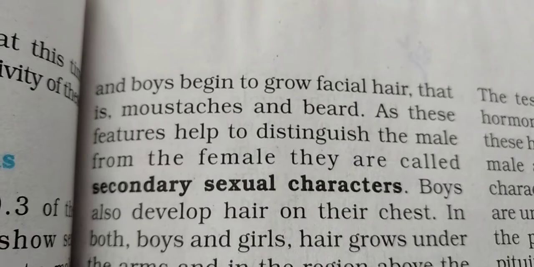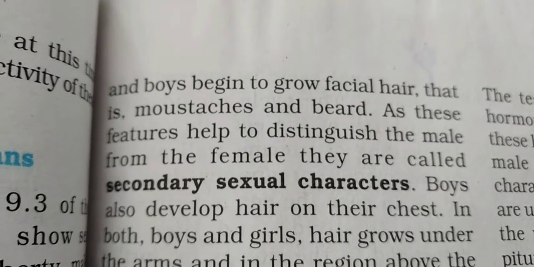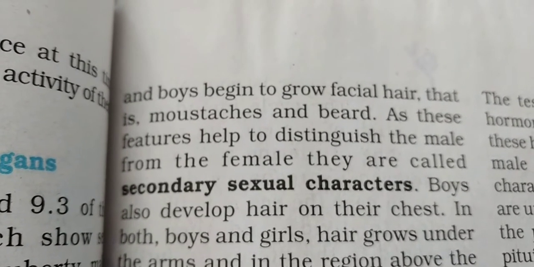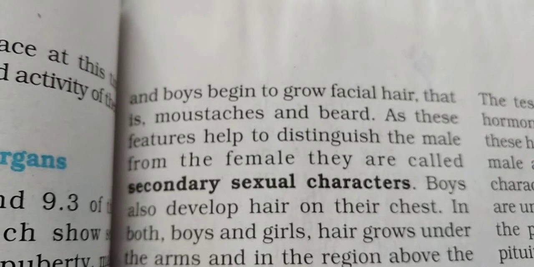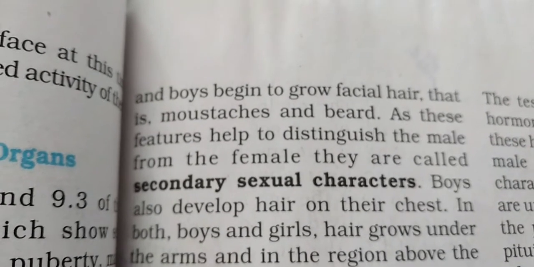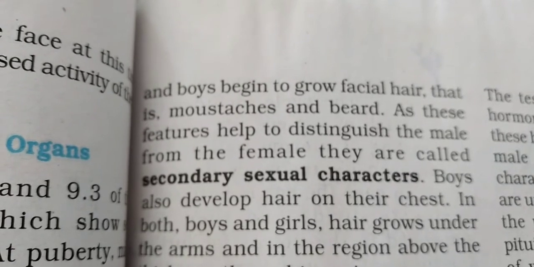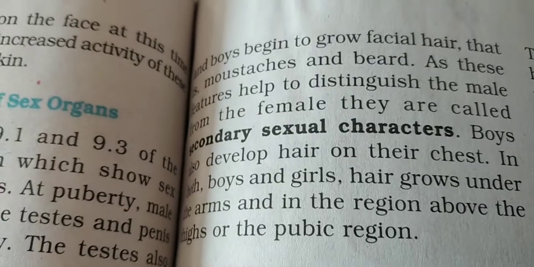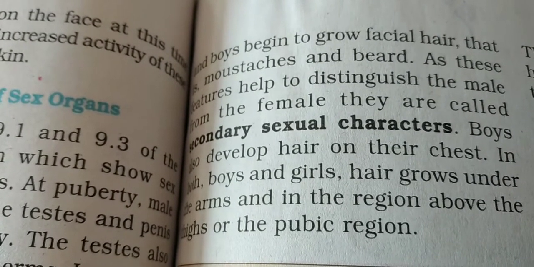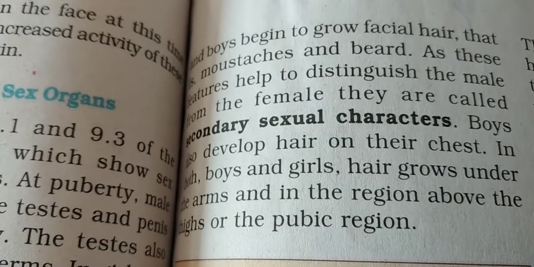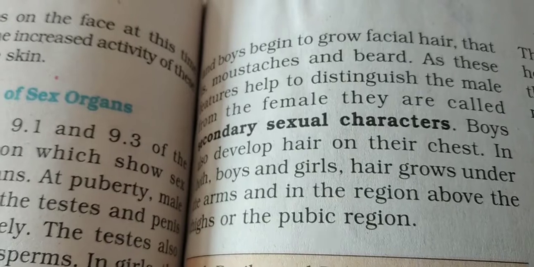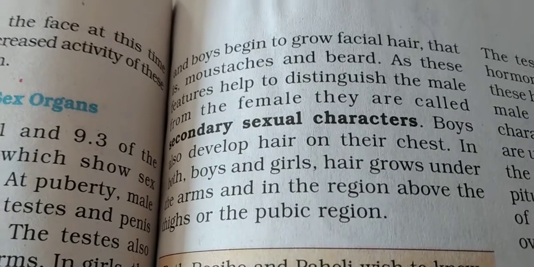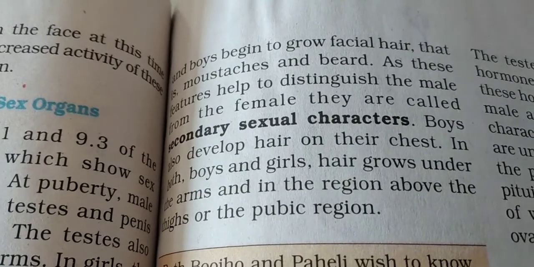So, under this feature, what happens? The external body structure changes can be seen. In girls, breasts develop, and in boys, facial hair growth can be seen, mustaches and beard. Boys also develop hair on their chest, and in boys and girls hair grows under the arms and in the region above the thighs, the pubic region, the private parts.